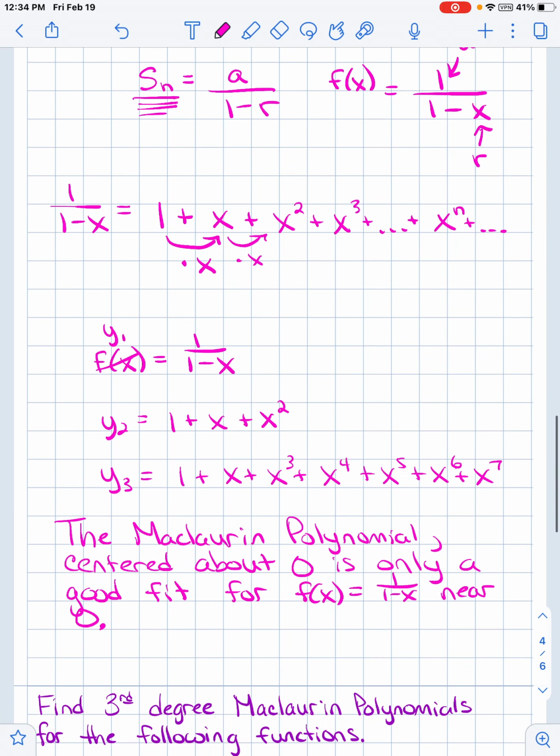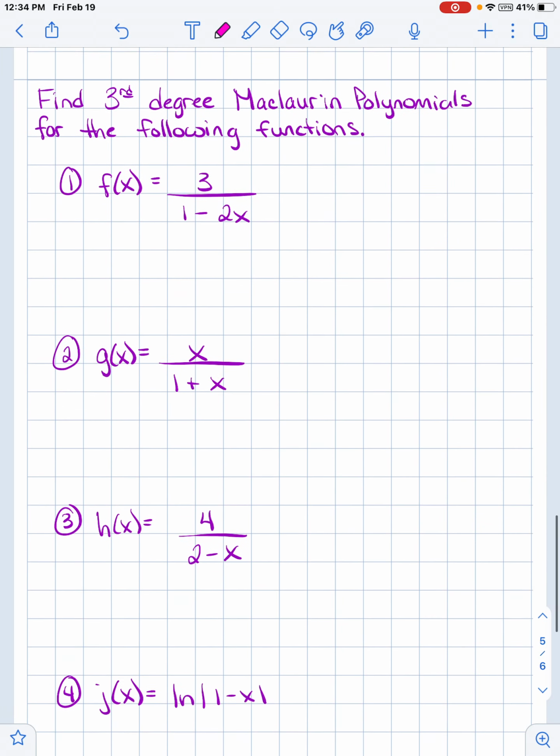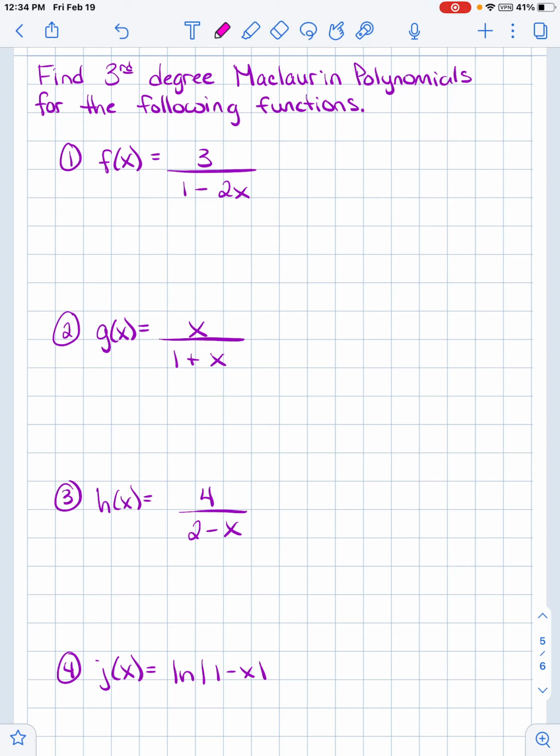Okay, I want you to go on and try a couple more. I'm going to ask you to write third-degree Maclaurin polynomials for these functions. And I want you to pause, and I want you to go try this on your own.